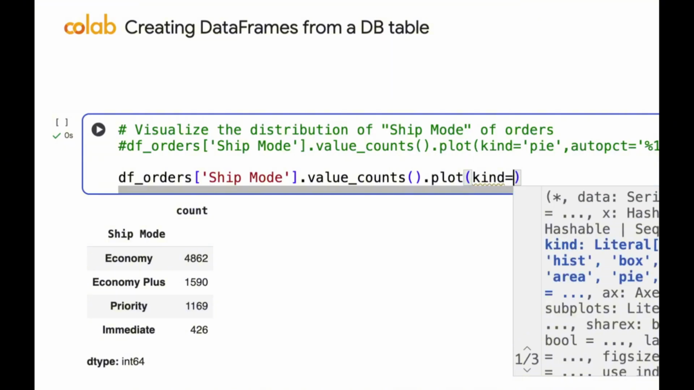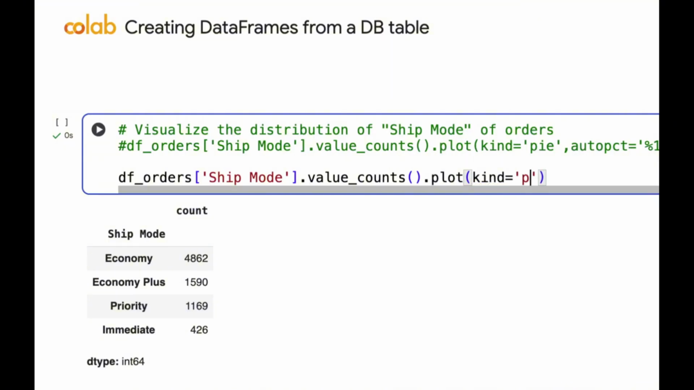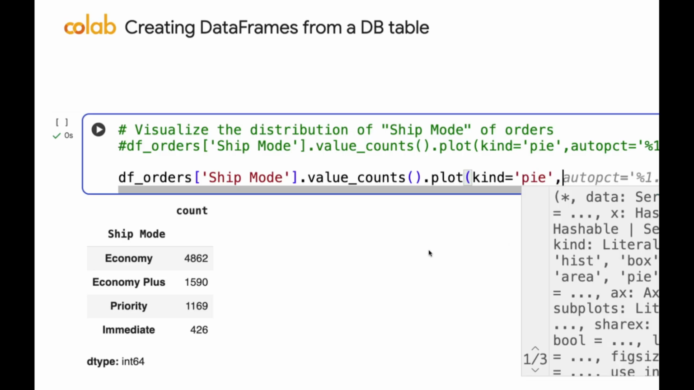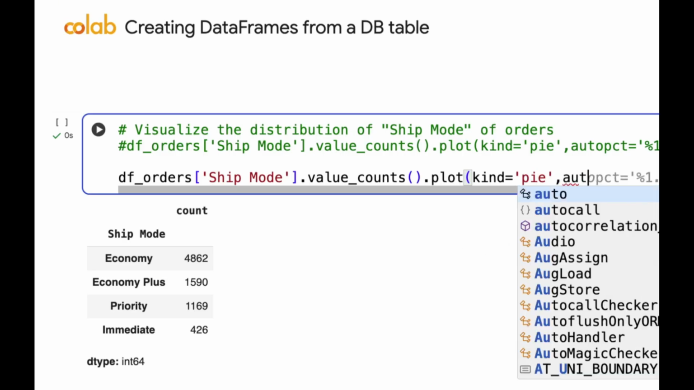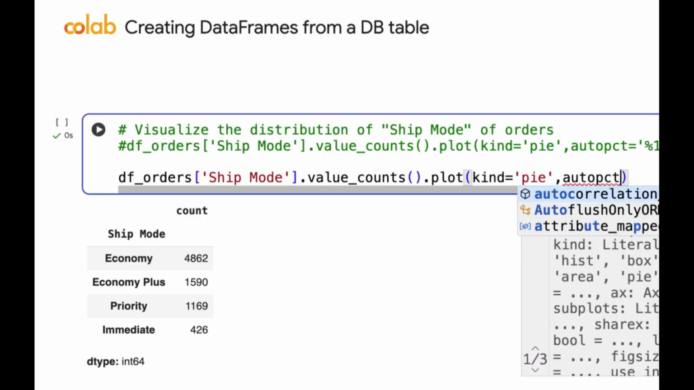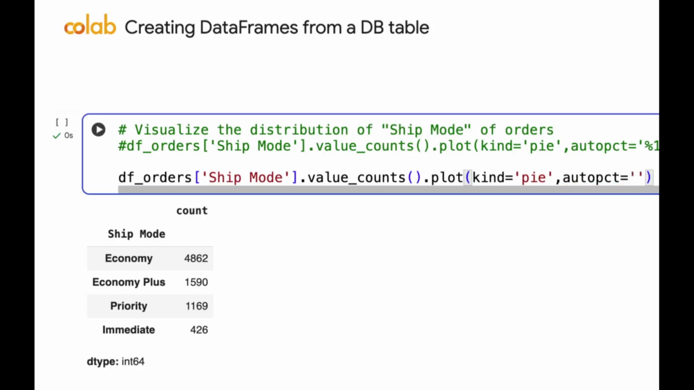So what kind of plot? Let's say we do a pie chart that shows the percentage of orders delivered in each mode, right? And then the second argument we can use is called autopct. pct is the percentage. This is actually not so important, but it specifies the format of the display, so we start with a percentage mark to show that we're specifying some format.